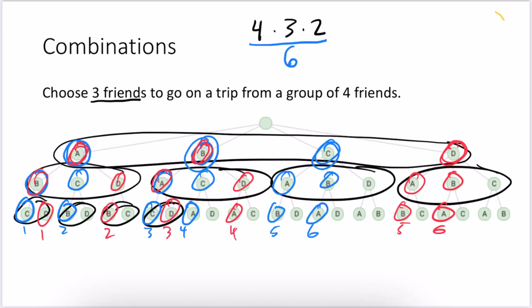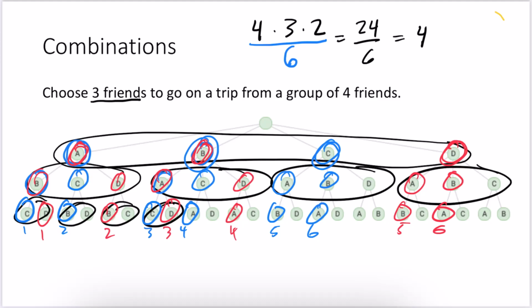And so to calculate the number of unique ways that you could choose 3 friends to go on a trip from a group of 4 friends, you would just say, well, 4 times 3 is 12, times 2 is 24. Do 24 divided by 6, and that would give you a total of 4 different ways that you could choose 3 friends to go on the trip with you. And those would be the number of unique ways where the order doesn't matter.